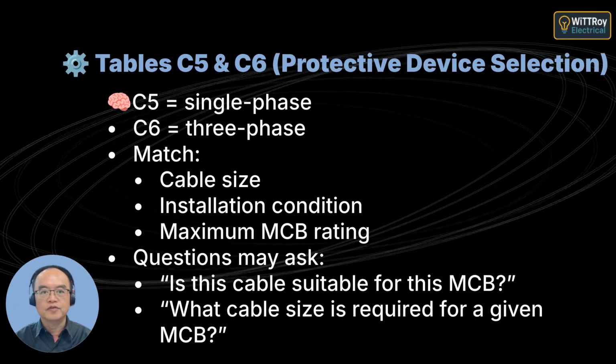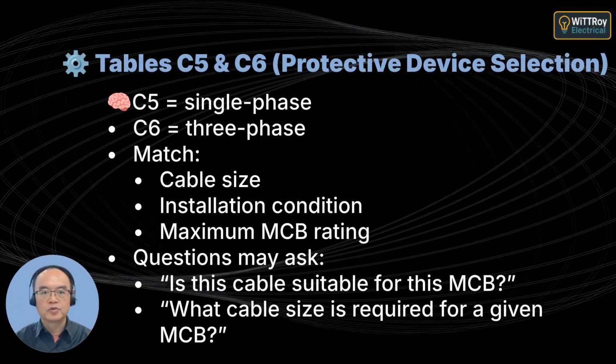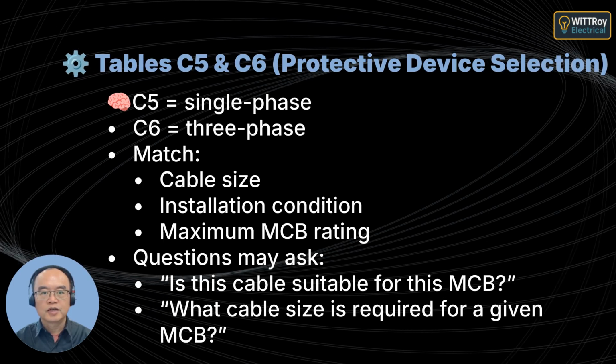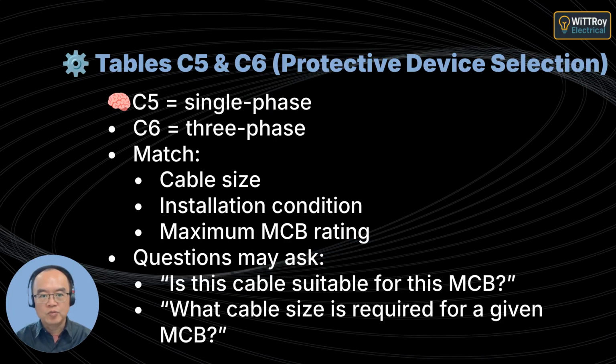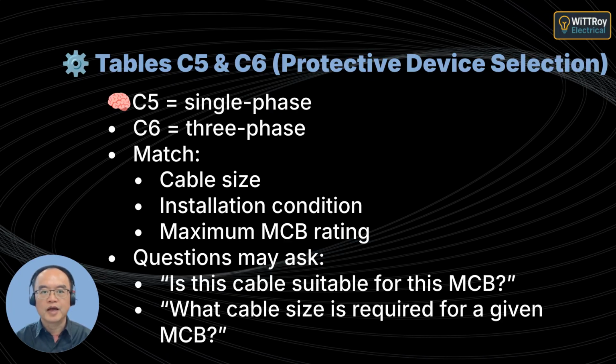Tables C5 and C6 help you match cable size with protective device rating. The steps are easy. Identify the installation condition, select the cable size, and check the largest MCB allowed. If the given MCB is larger than the table value, it does not comply. You might also be asked the opposite, given an MCB rating, what cable size is acceptable. These are always quick one-step questions.